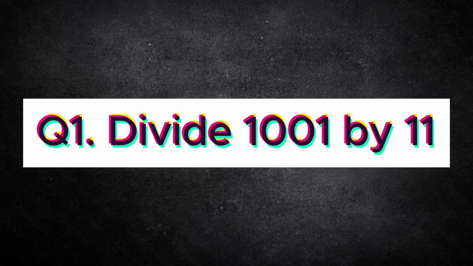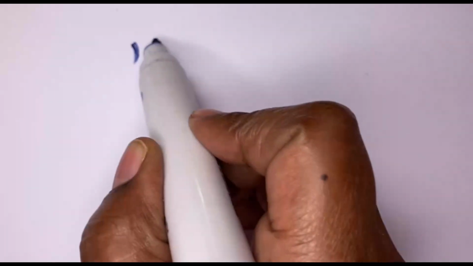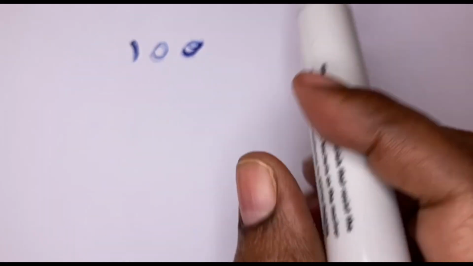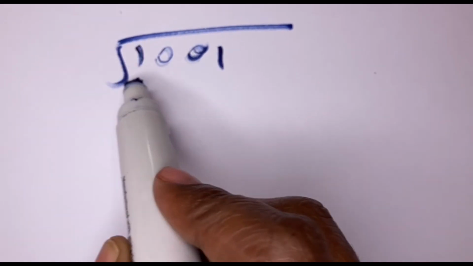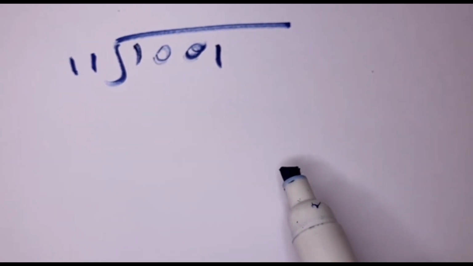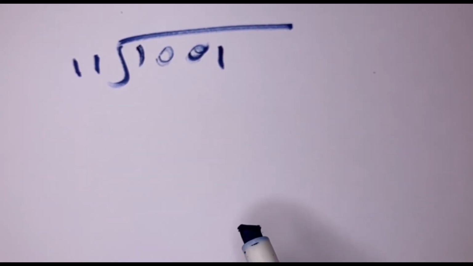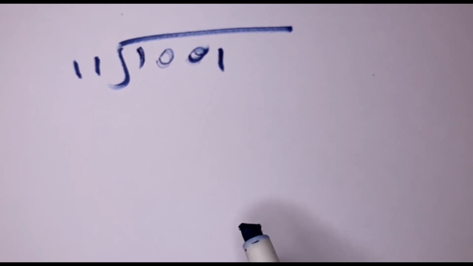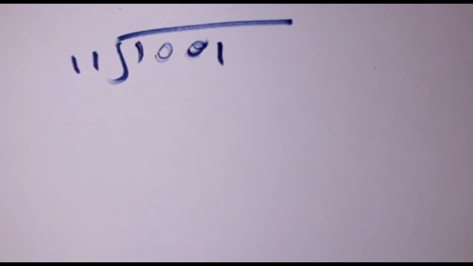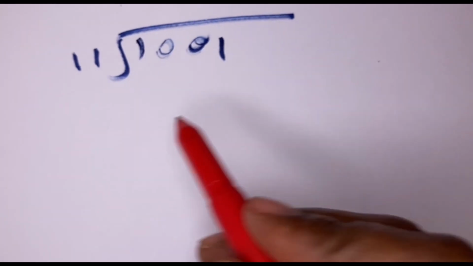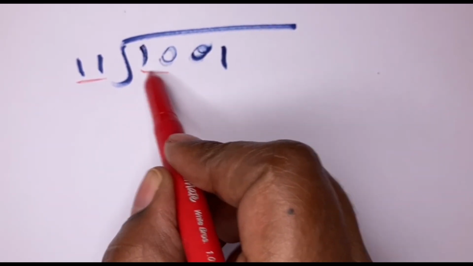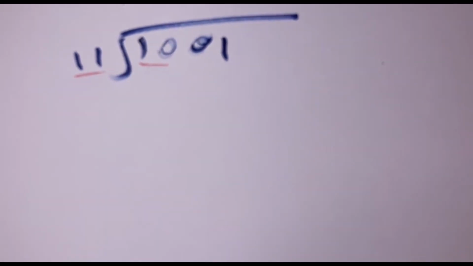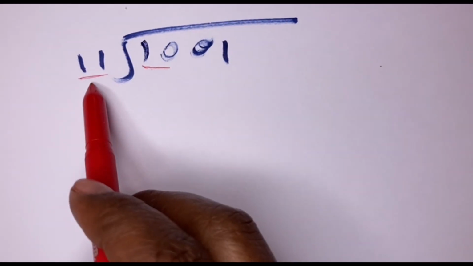Let's say the first example will be 1, 0, 0, 1 divided by 1, 1. So we'll divide 1, 0, 0, 1 by 1, 1. When we divide, we have to check the first two numbers because here we have two digits. So we have to check two digits and see if they are greater than or equal to the divisor.